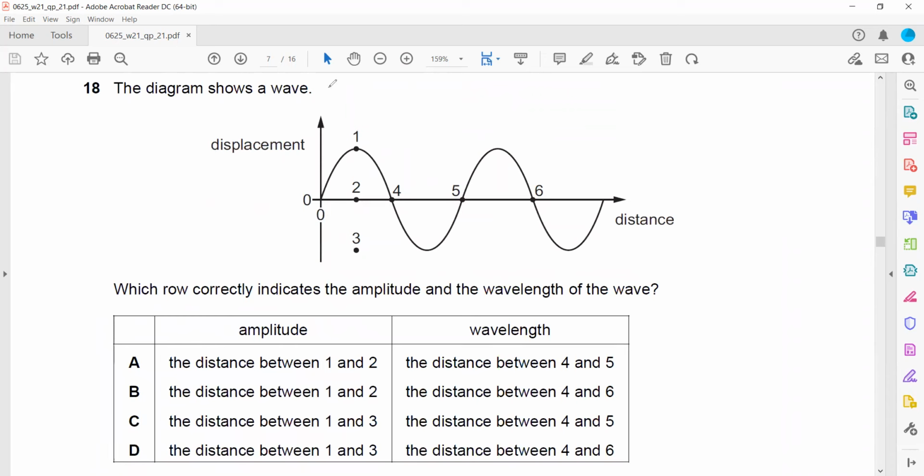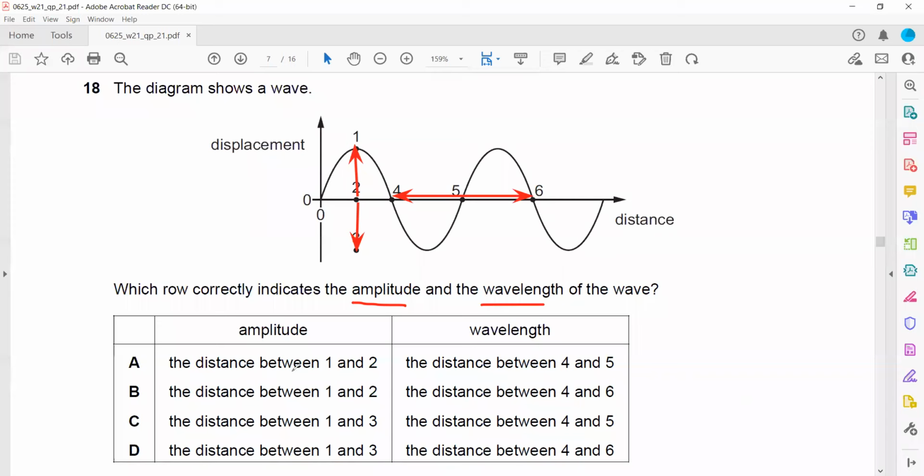In question 18, the diagram shows a wave. Which row correctly indicates the amplitude and the wavelength? Amplitude is the distance from the mean position to the extreme. So the distance from 1 to 2 or the distance from 2 to 3 represents amplitude. And the wavelength means the length of one wave. So one trough and one crest, or the distance between two successive crests or two successive troughs, represents the wavelength. So the distance between 1 and 2 or 2 and 3.